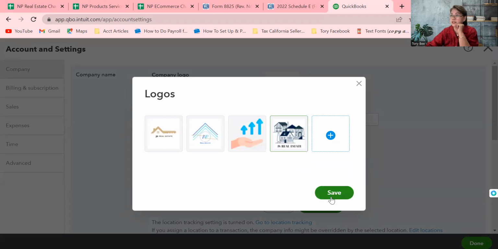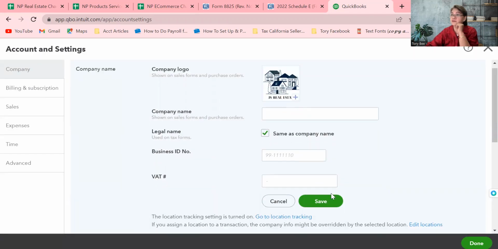Okay, let's choose this one. Save. Okay, the company name. So it's JS Real Property.